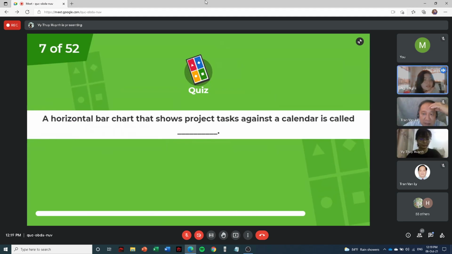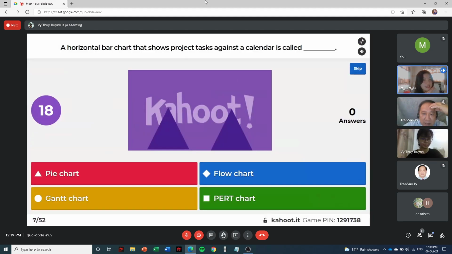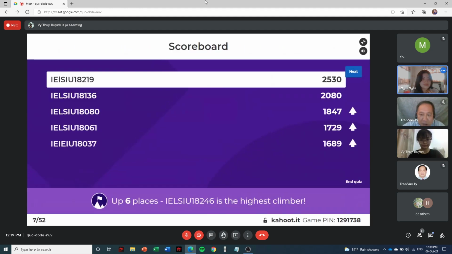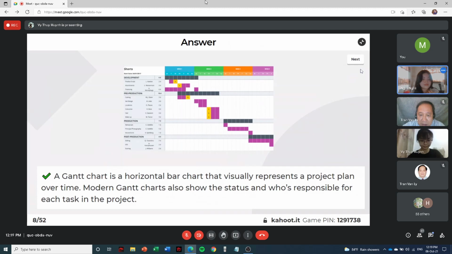A horizontal bar chart that shows project tasks against a calendar is called, easy one, guys. We already made one. Yeah, at least most of you got it right. It's the Gantt chart.